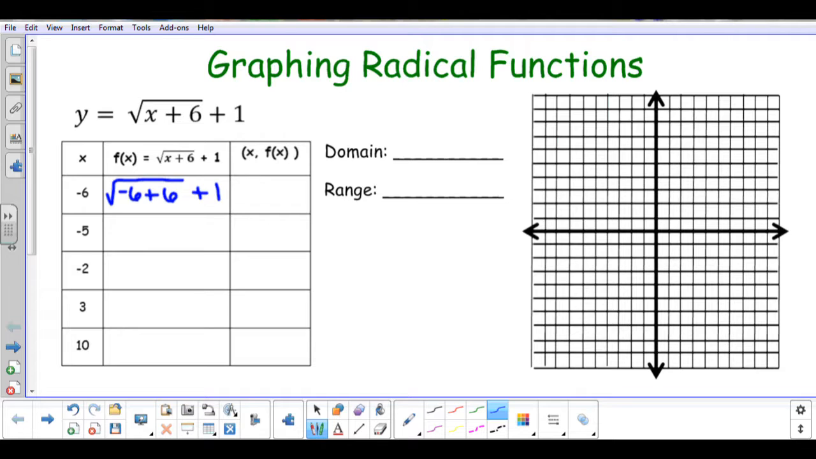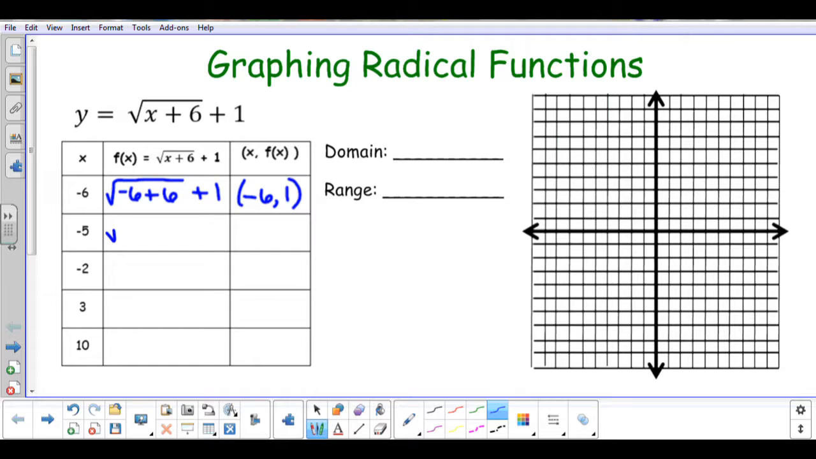Negative 6 plus 6 is 0. The square root of 0 is 0, and then I add 1 to it. So I'm going to have a coordinate point at negative 6, 1. And I'm going to repeat the process for the remainder of the numbers.